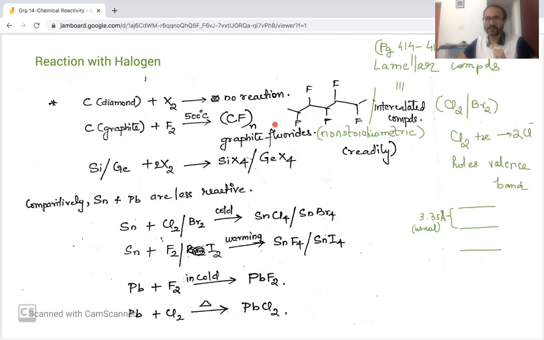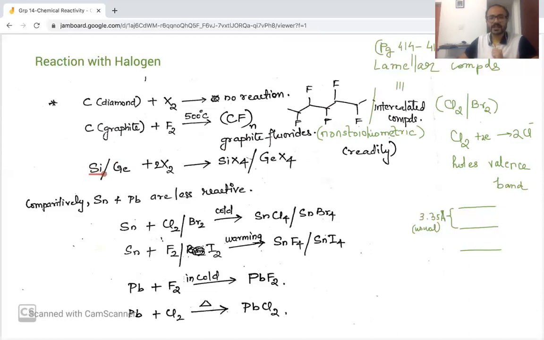So when you have the formation of graphite fluorides, which is represented by a general formula CFn, the graphite conductivity is reduced. So that is how graphite reacts with the halogens and forms either intercalated compounds, or in the case of fluorine, apart from some intercalated compounds, it mostly forms graphite fluorides, which involves covalent bonding with the layers and affects the conduction property of the graphite.